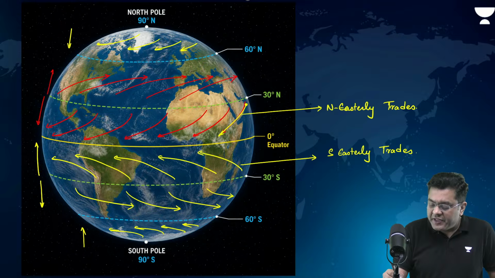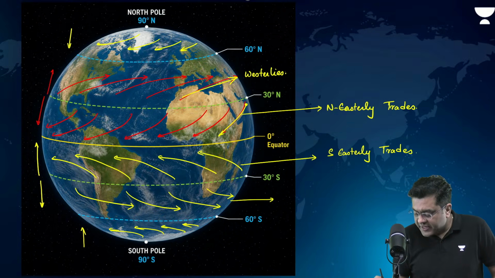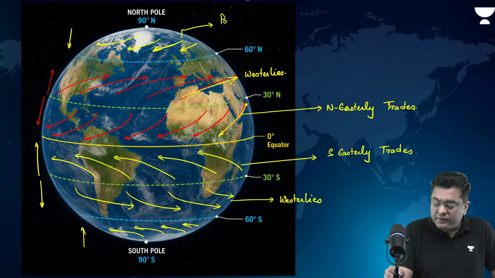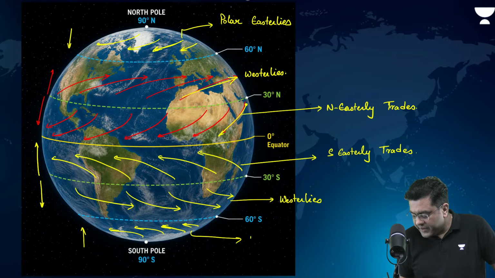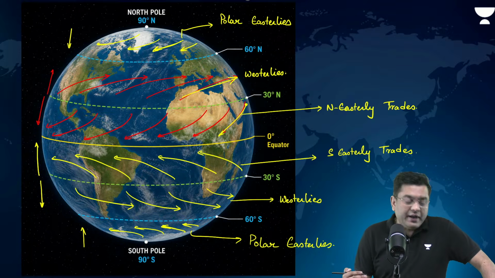This is coming from west to east, westerlies. This is also coming from west to east, westerlies. This is coming from east to west, polar easterlies. Again, coming from east to west, polar easterlies. Okay? That is basically how you will have the entire case of these permanent winds.